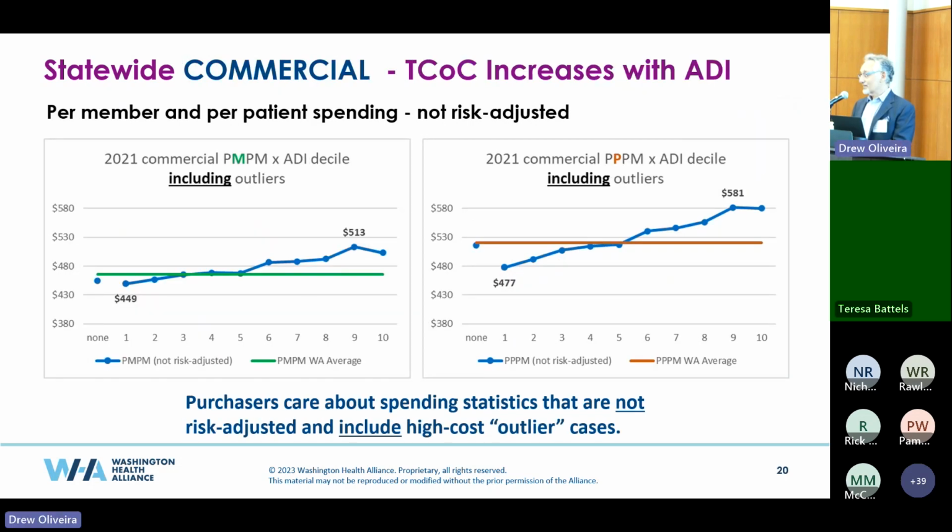What happens to cost? If you look on the left, we're looking at it from a purchaser point of view because they are paying the bills. So we are including the outliers. We are not risk adjusting. And you can see that the cost goes up as you get into the more deprived areas.